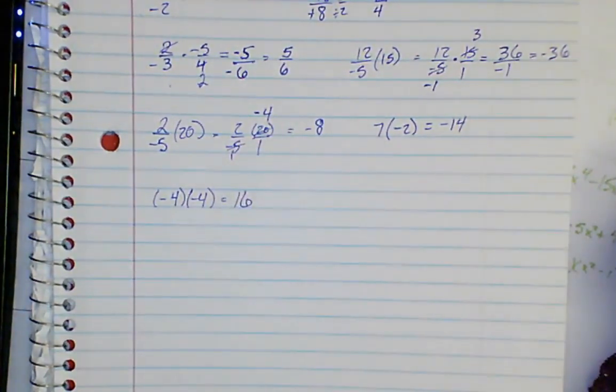So multiplying and dividing integers, you'll just have to remember that if you have a double negative, you will have a positive answer. If you only have one negative, the answer will stay negative. And this concludes our video.